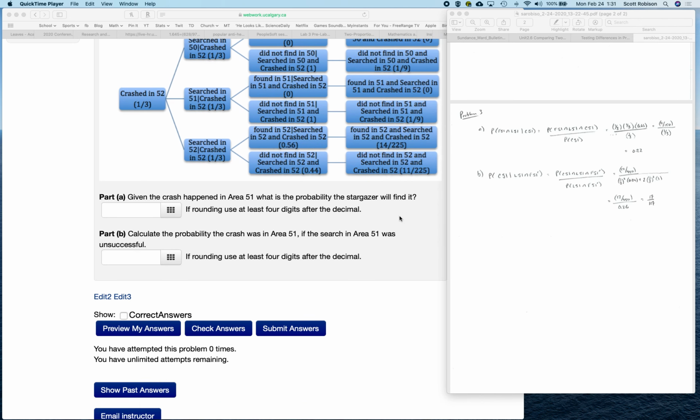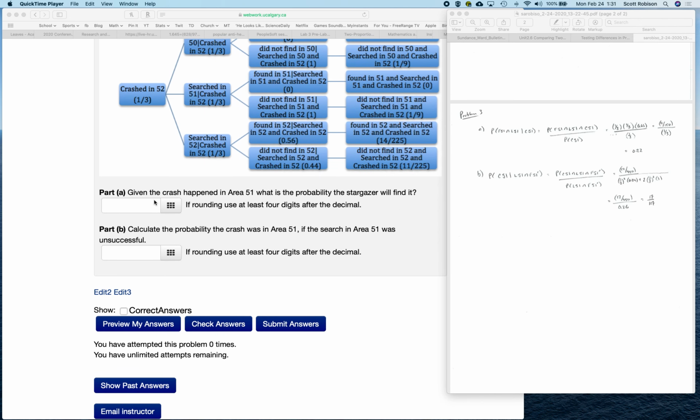Okay, so what this question is asking is, given the crash happened in Area 51, what's the probability that you'll find it? Given it crashed in 51, finding it is a two-step process. First, you have to look in the right area, and then you have to find it. So the probability of finding it in 51 means that you looked in 51 and it was able to be found. Writing the conditional statement out, it would be the intersection of all three of these things divided by just the probability of the condition.